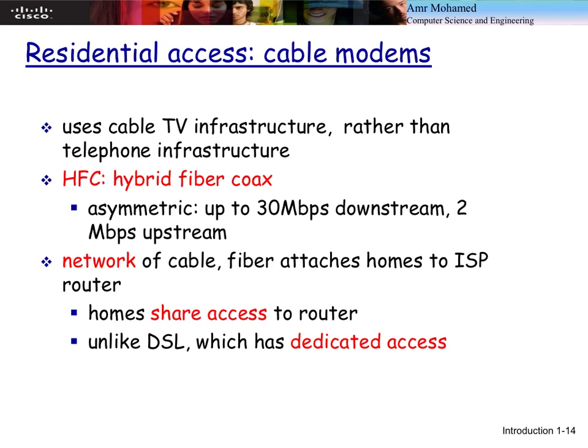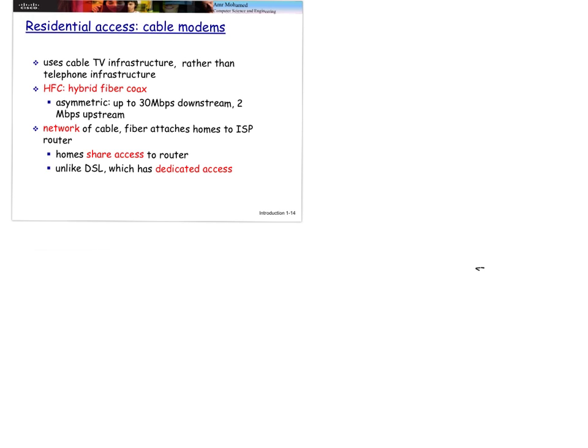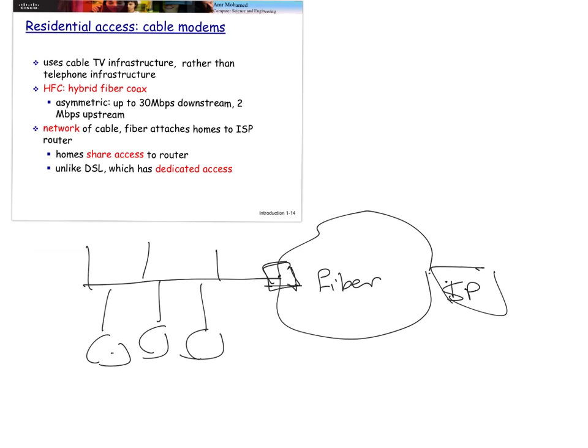Okay, so this network is again composed of, so you have the service provider. And you have a network, part of the network which uses fiber all the way to a point, okay? And from this point onward, we send the TV signal to the different users through coaxial.